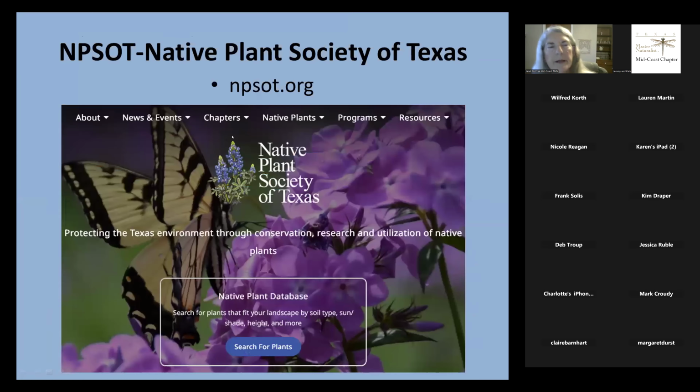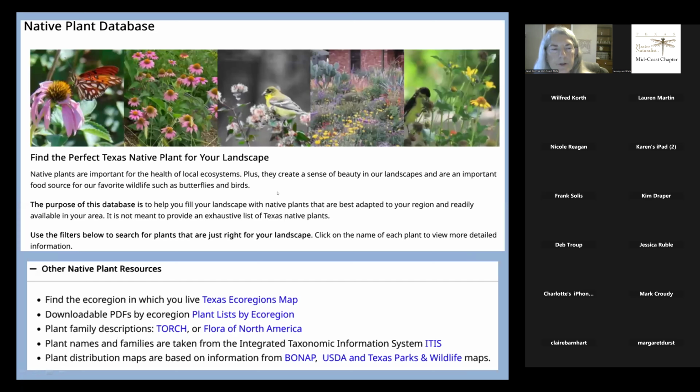Okay, then the NPSOT is my favorite one. You would just go to npsot.org, which stands for Native Plant Society of Texas. And you just click right here where it says search for plants. And you'll get this page that will come up. There's more on the page, and it's all together on one page, and you just scroll through it.